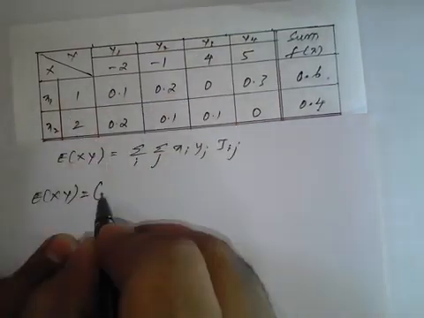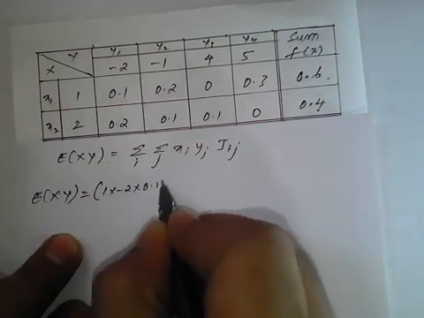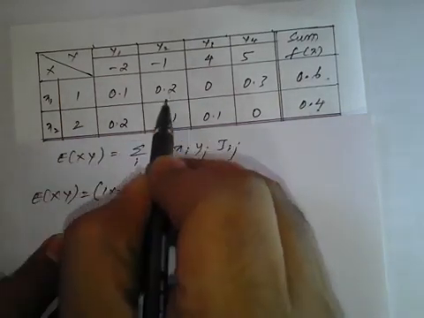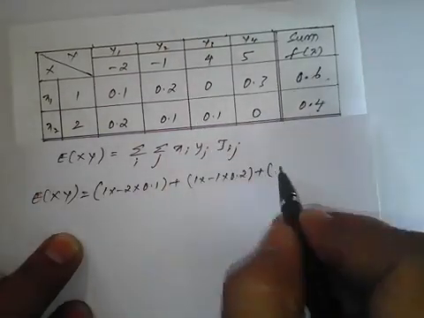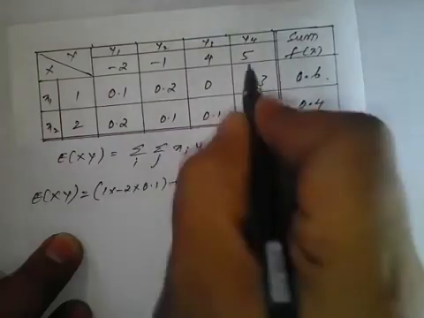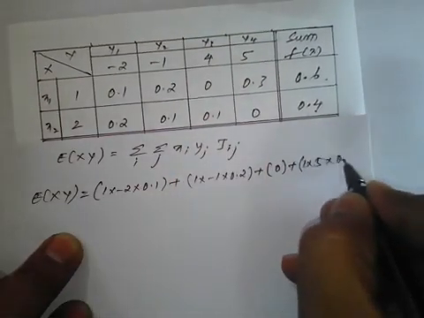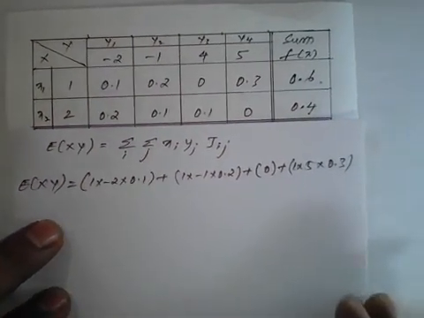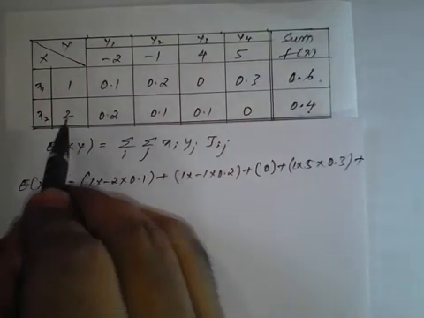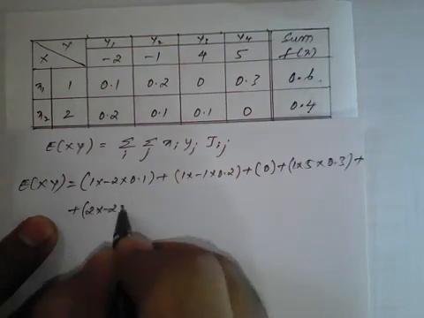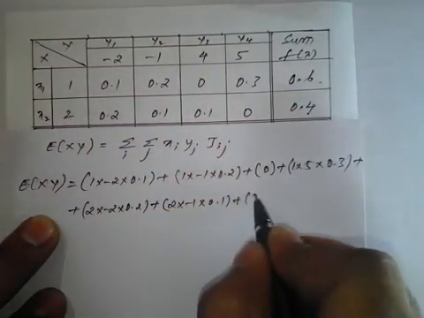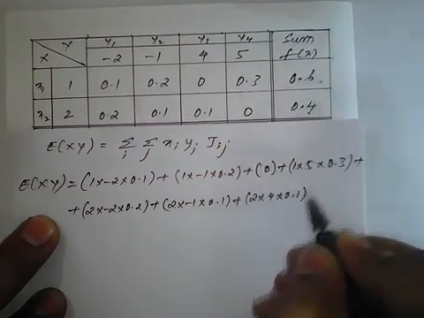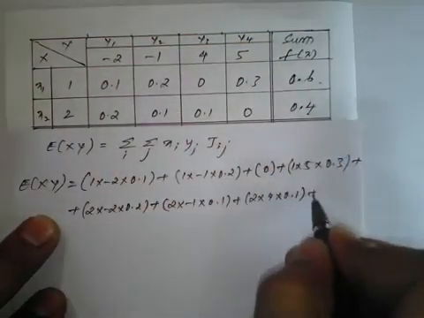So first value is 1 into minus 2 into 0.1 plus, first row we need to complete, 1 into minus 1 into 0.2 plus 1 into 4 into 0, which is 0, plus 1 into 5 into 0.3. So first row completed, plus second row will go now. So 2 into minus 2 into 0.2 plus 2 into minus 1 into 0.1 plus 2 into 4 into 0.1. So next is 2 into 5 into 0, so I'll write 0 directly.